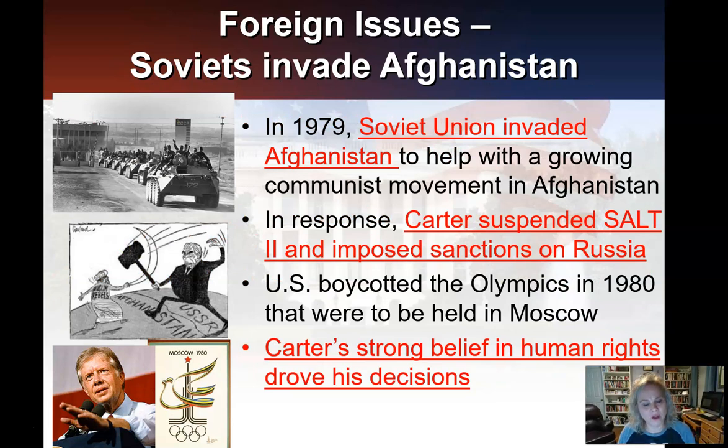Okay, switching gears, we'll talk about the foreign affairs that Carter had to deal with. And this was somewhat mixed, okay? One thing to understand is that in 1979, the Soviet Union invades Afghanistan to take over for communists, okay? In response to this, they suspend SALT, they impose sanctions on Russia, and we boycott the 1980 Olympics because it was going to be held in Moscow. Okay, and Carter himself was a big believer, and he continues to be a big believer in human rights. And so this becomes very upsetting to him.